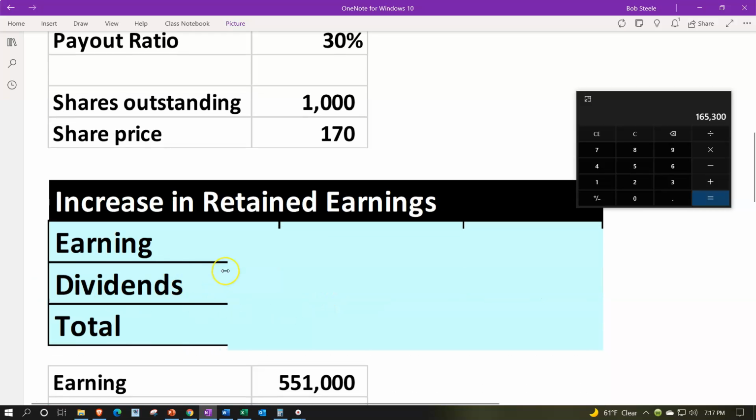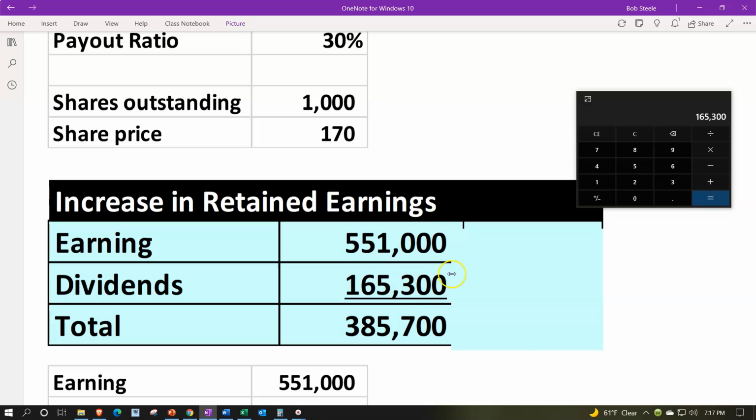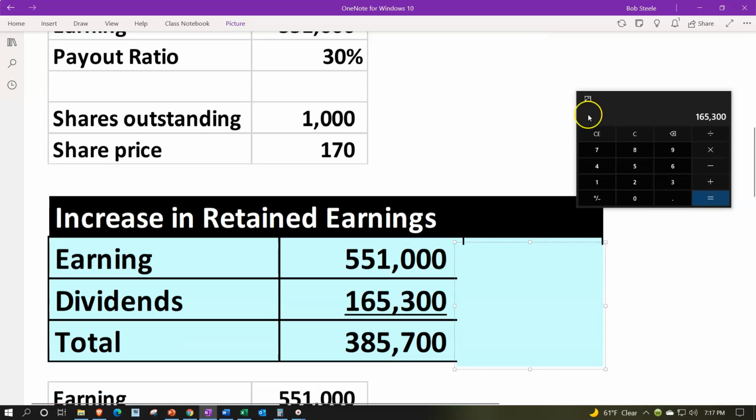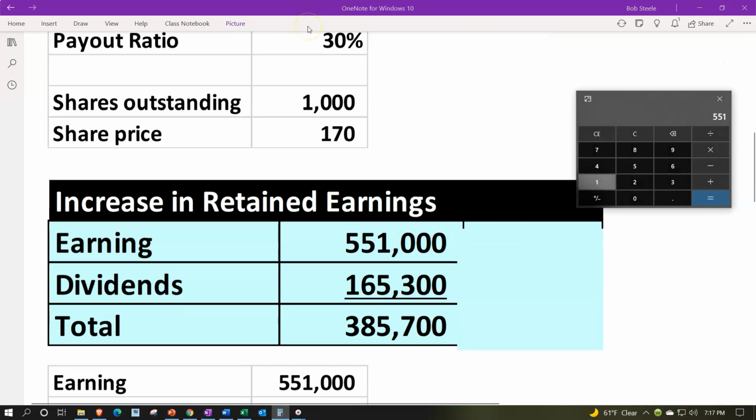I'm going to say, okay, we had the earnings of the 551, and then we can subtract out the dividends of the 165.3. So in other words, if we had 551,000 of earnings and we subtracted out because we paid out 165.3 of the dividends, that's going to give us the 385.7 of the amount that we retained, that we have not yet paid out.